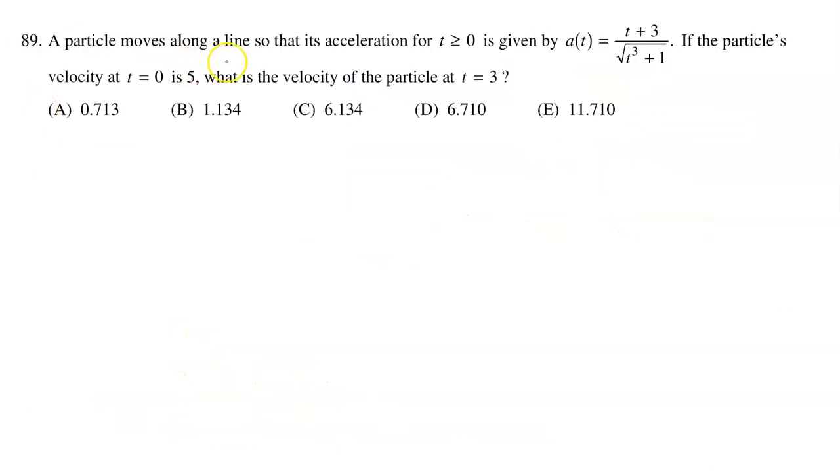A particle moves along a line so that its acceleration for t greater than or equal to 0 is given by a of t equals this expression. If the particle's velocity at t equals 0 is 5, what is the velocity of the particle at t equals 3?